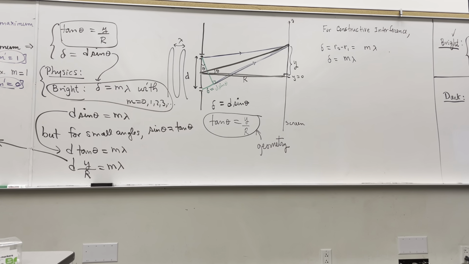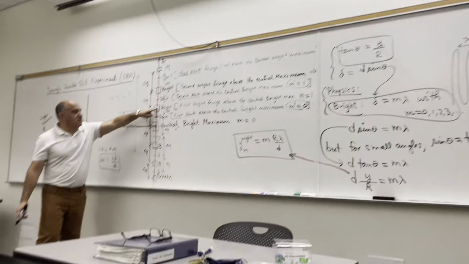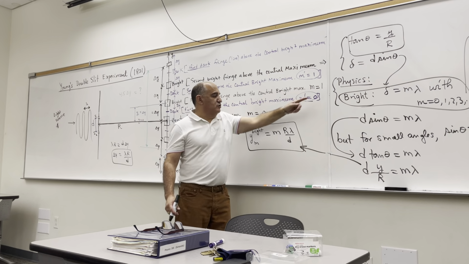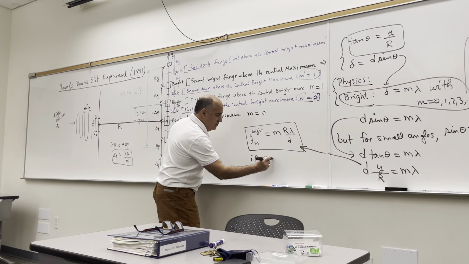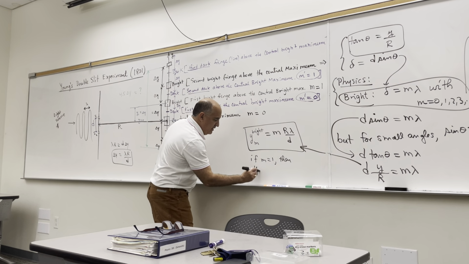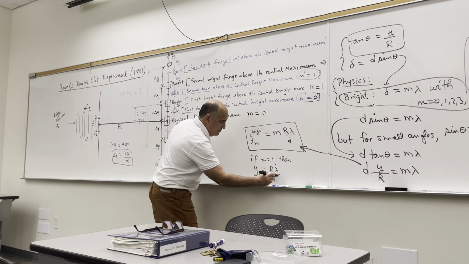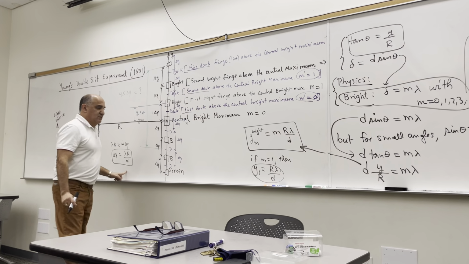And I tend to write this like this. I write y right. And notice that the value of y on the screen from the center bright maximum depends on what value you put in for m. So if I want to know this height over here, for that spot, m is 1. So if m equals 1, then y1 equals r lambda over d. And that should be this.